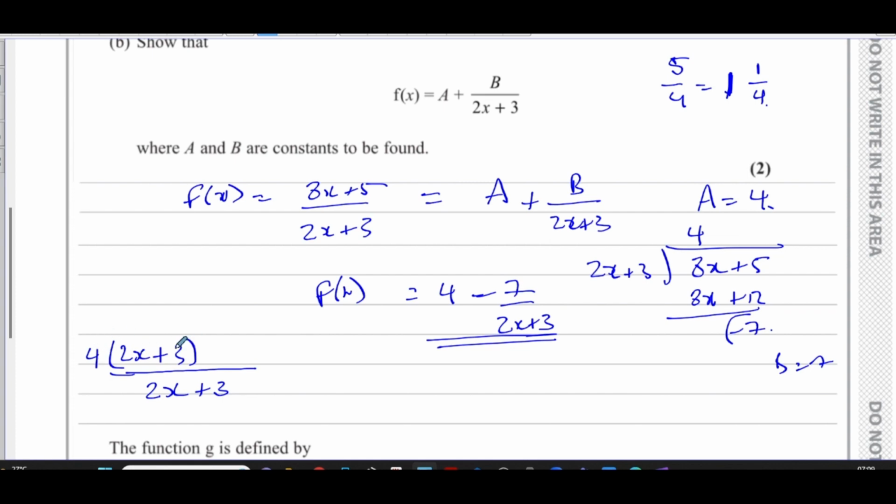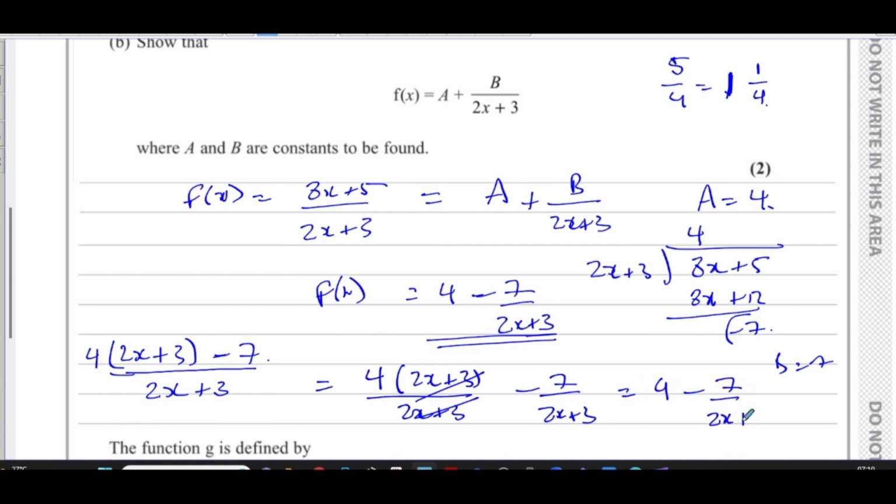Now, this will give you 4x plus 12. I want to end up with a 5 here. All right, so how does 12 become 5? Well, you have to take away 7 from it. So if you take away 7 from this, that's going to give you 8x plus 12 minus 7, which is 8x plus 5, exactly what we have here. Now we can split this into 2 parts. We have 2 separate terms. We can write this as 4 times 2x plus 3 over 2x plus 3 minus 7 over 2x plus 3. The 2x plus 3's cancel out, and you're left with 4 minus 7 over 2x plus 3.